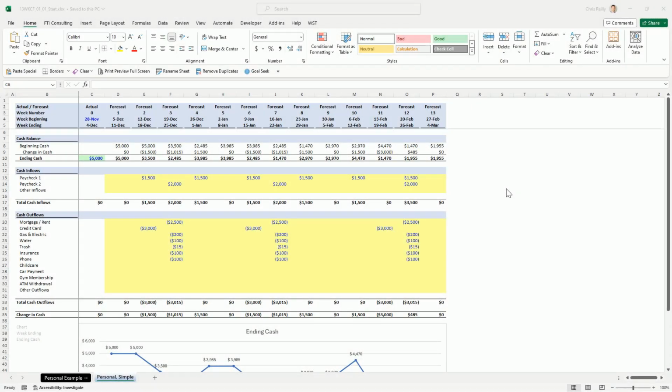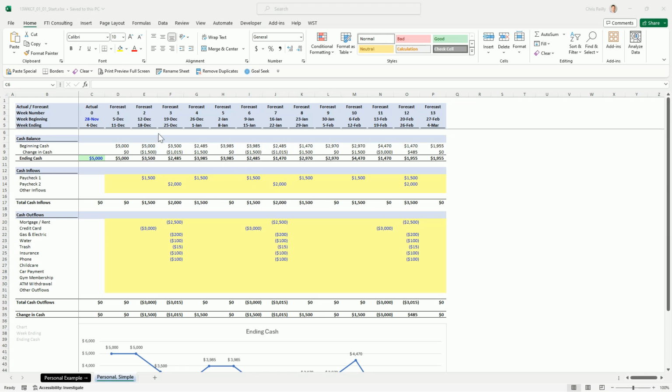Okay, so in the next video, I'm going to show you the exact model that we're going to build. That way you have a clear set of expectations from the start. But before we get into that, I just want to zoom out and talk about the big picture of what we're really creating here, because the 13-week cash flow is something that always gets overcomplicated.